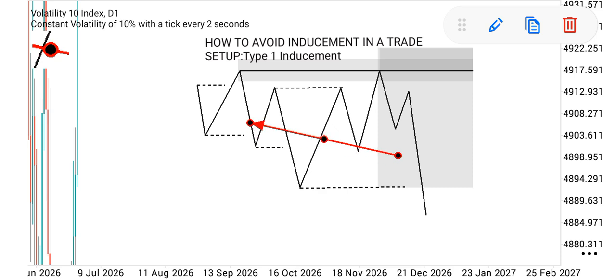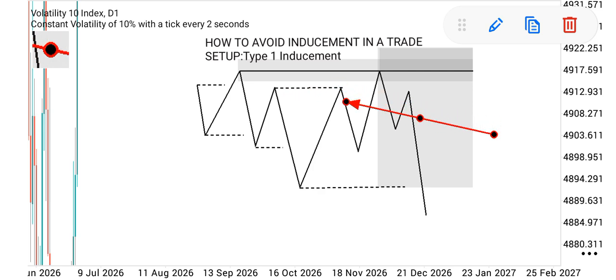So when you get a break of structure, you get your origin, and your origin must be represented by an unmitigated order block or a fair value gap. So before price comes and taps into my order block, we have to see our type 1 inducement. Type 1 inducements are inducements that form after the break of structure has actually formed. Then we get an inducement and another inducement zone.